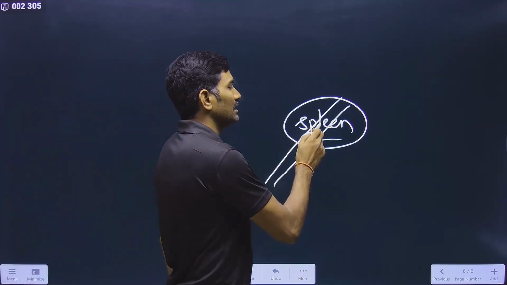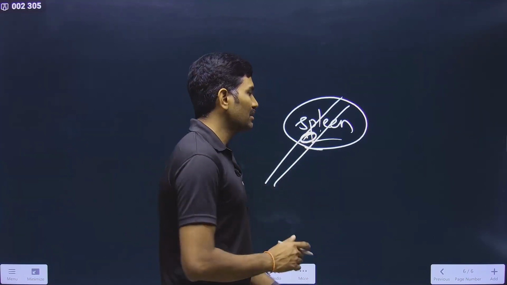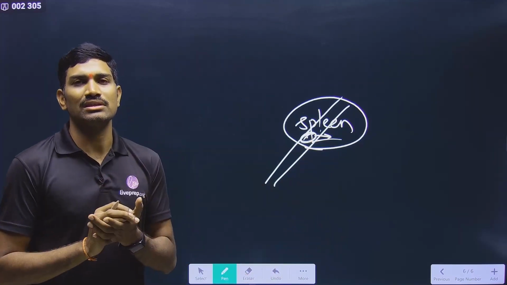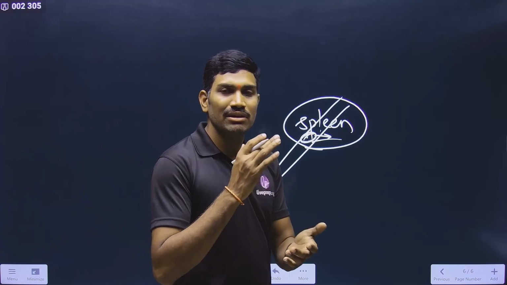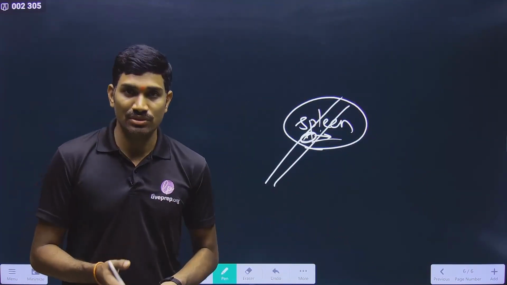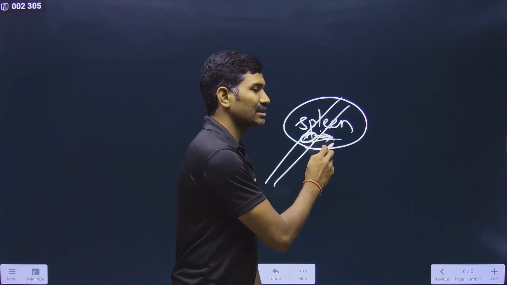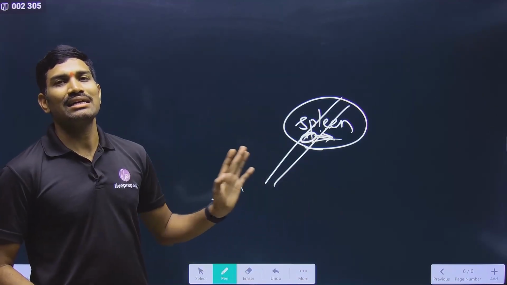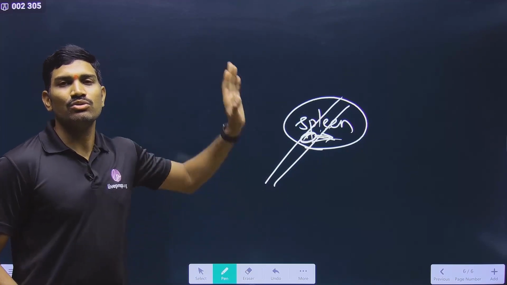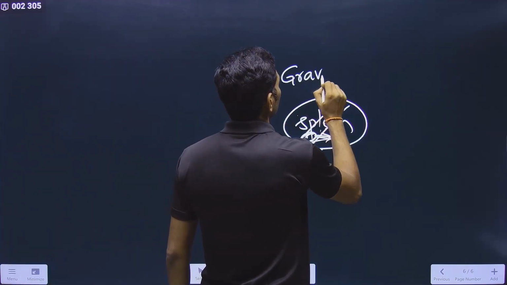Now what happens? Here there are some macrophage cells present, and those cells will collect these particular RBCs and start the breakdown of these cells. These cells will be broken down, and then that hemoglobin will be collected and can be reused. So in this way, since the spleen is removing the damaged or dead RBCs whose lifespan is completed, that's why spleen is considered as a graveyard.